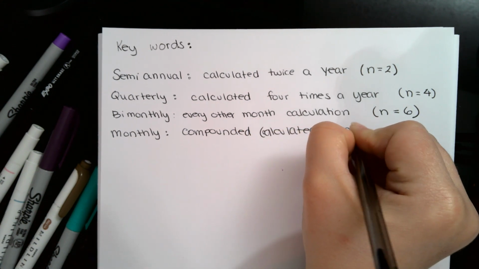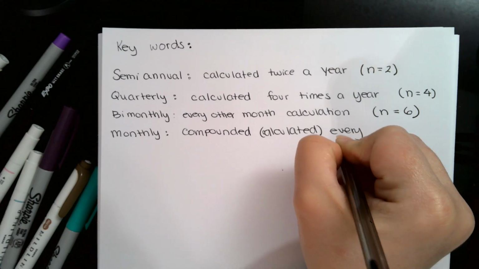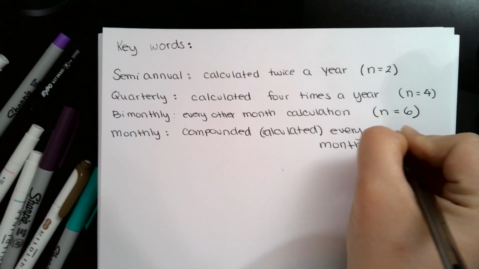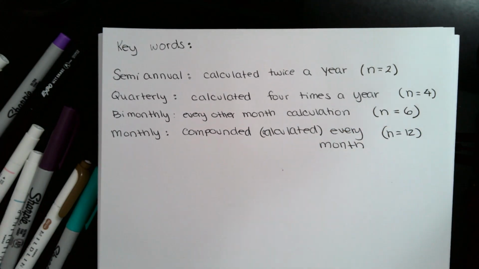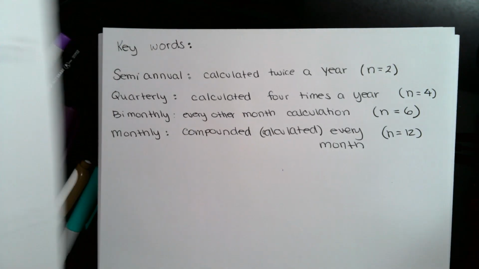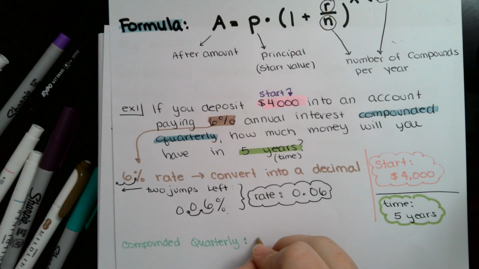Every month for an end value of 12. So these are going to be our common ones. So let's go back to our question. Since we have compounded quarterly, that means our end value is going to be 4.